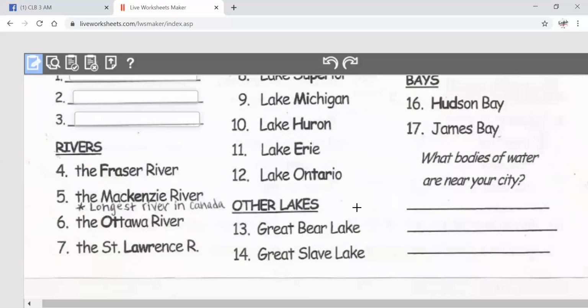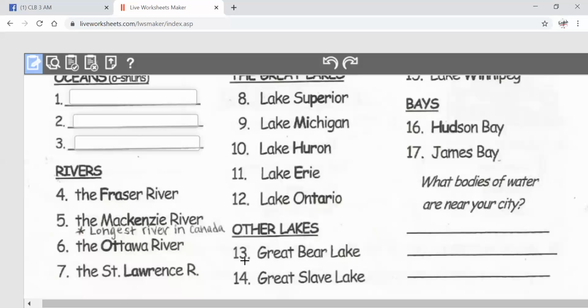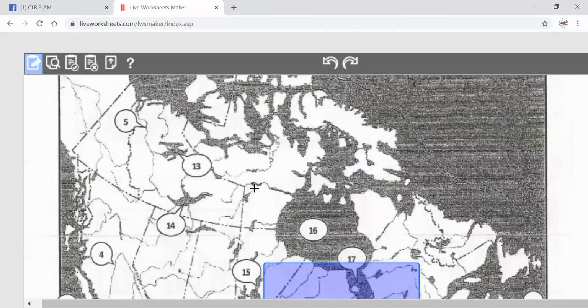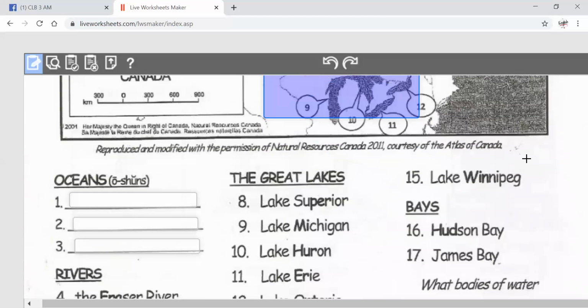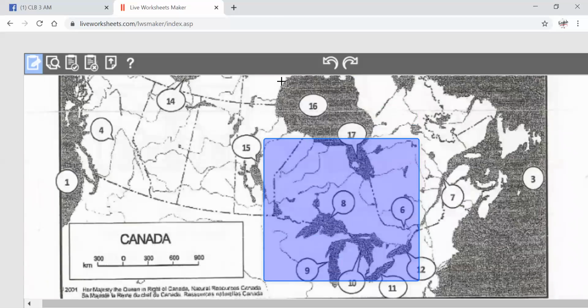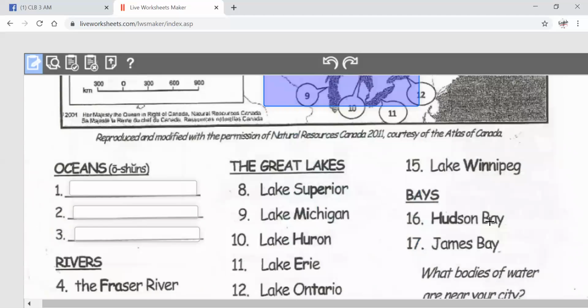All right, and there are other names of lakes that you can see on the map. So 13, 14, Great Bear Lake, Great Slave Lake, these are in the Northwest Territories, 13 and 14. You see this lake here and this lake here. And then we have Lake Winnipeg. Where do you think Lake Winnipeg is? It will be in Winnipeg, right? 15, Manitoba.